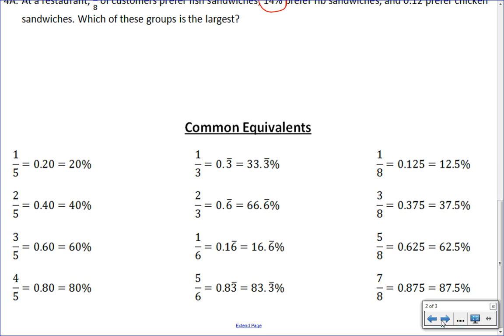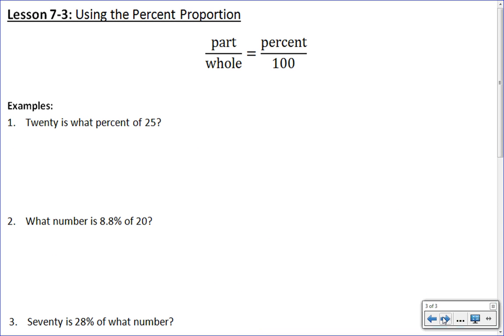Okay, let's move on to lesson 7.3, using the percent proportion. At the top of the page, this is the percent proportion. A part over a whole equals a percent over 100. Now, some things to notice about this. This will always be in the same format. You will always have the part over the whole, and the percent will always be over 100.